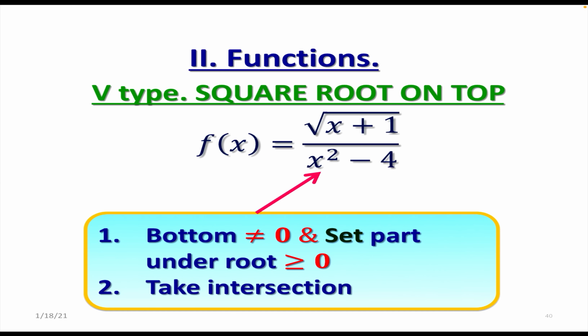I was lying, there is a fifth type, when you have square root on top of your fraction. To find the domain, first of all, you need to take the bottom and set it not equal to 0. And you want to set the part under the square root, or it could actually be any even root, it could be 4th root, 6th root, greater than or equal to 0. And you want to take the intersection. You want to solve these two conditions simultaneously.